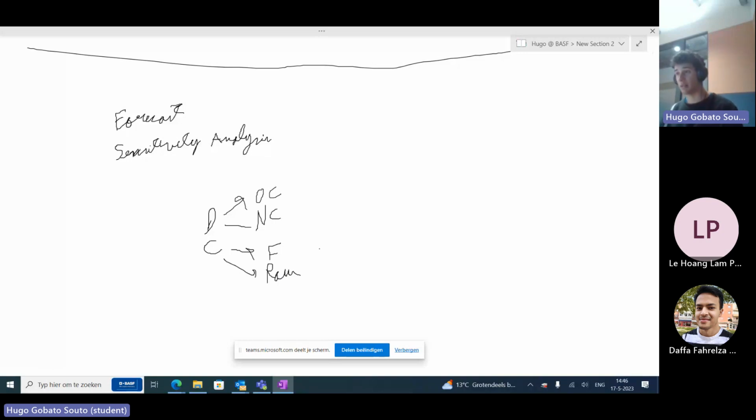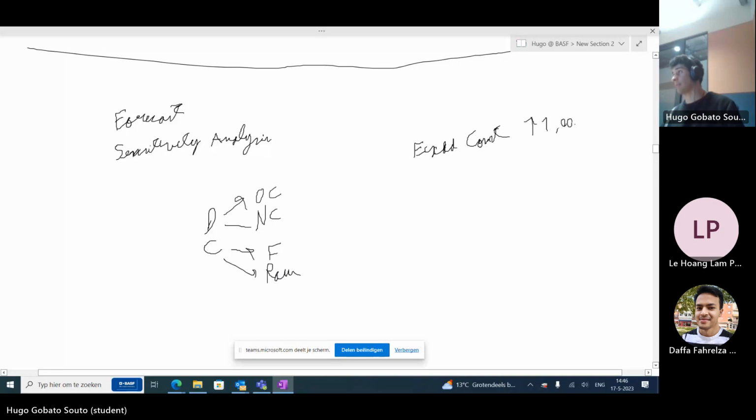Sensitivity analysis is simply saying, okay, if for instance my fixed costs increase by 1,000 euros, how much will this affect my net present value? By how much will my net present value increase or decrease? In this case, probably decrease. To know this, you need to model the thing.